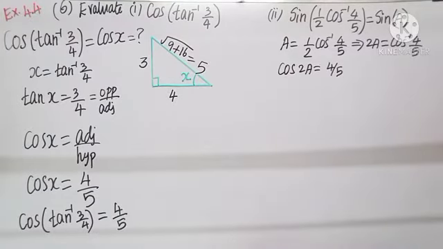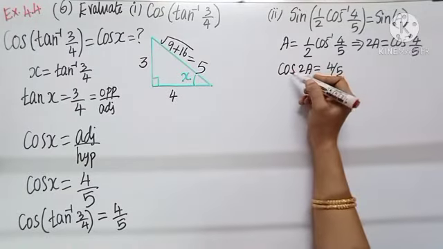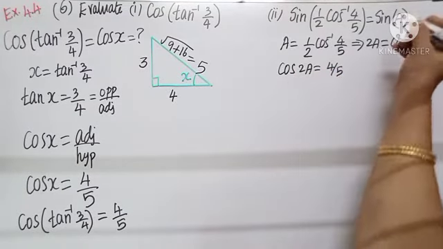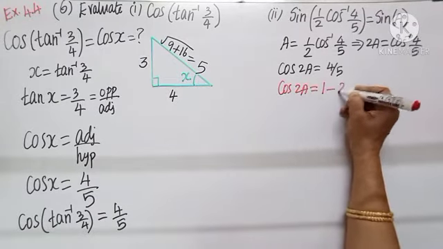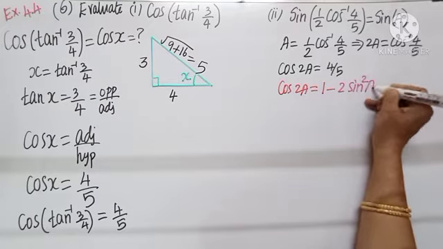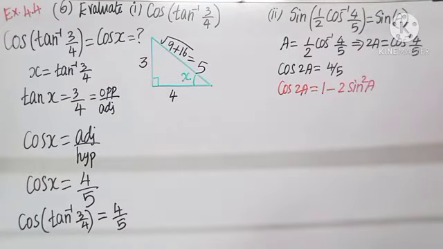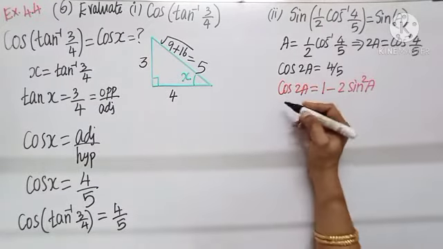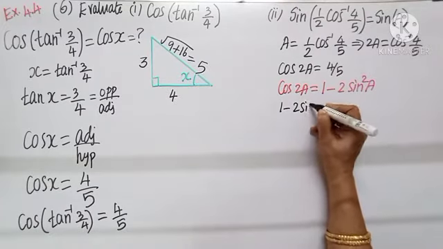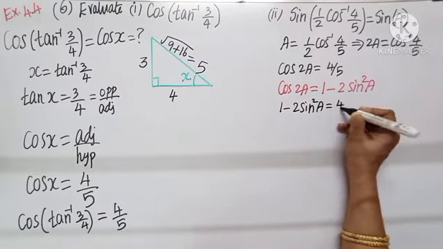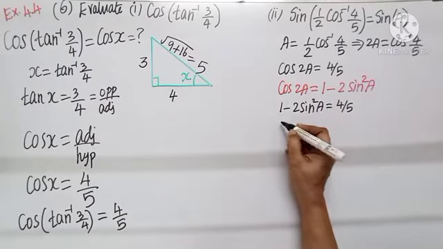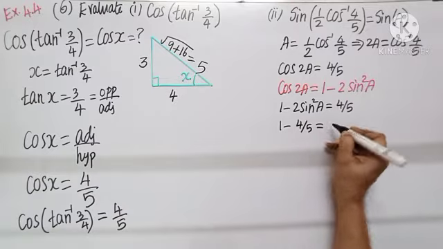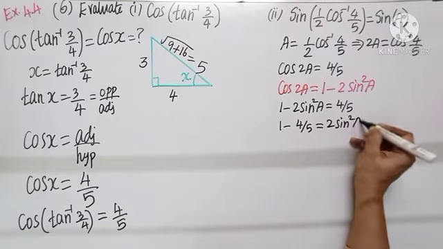My question is to find what is sine A. So how to link cos 2A and sine A? Remember the formula. Cos 2A is 1 minus 2 sine square A. So in the place of cos 2A, I can put 1 minus 2 sine square A equals 4 by 5. Bring 4 by 5 here, 2 sine square here. So 1 minus 4 by 5 equals 2 sine square A.